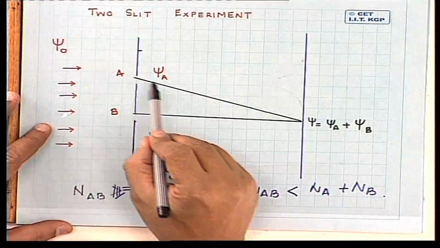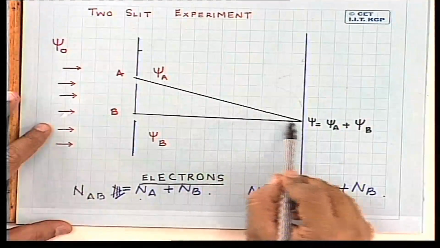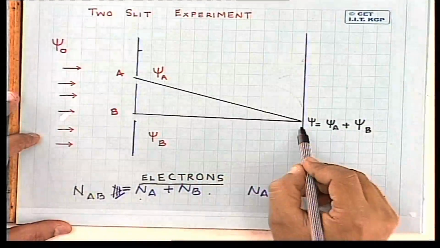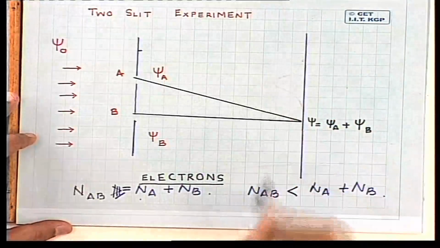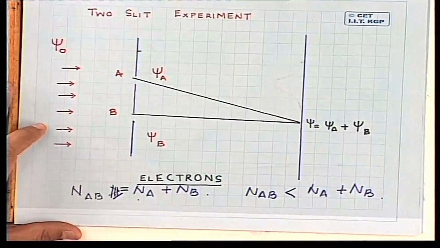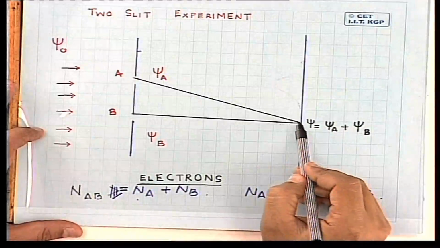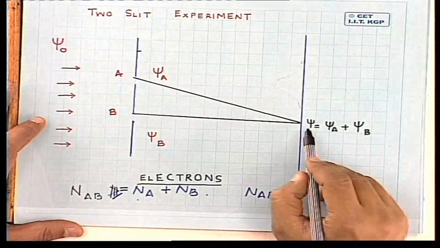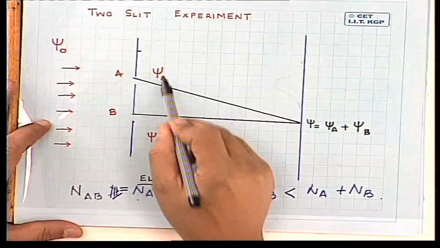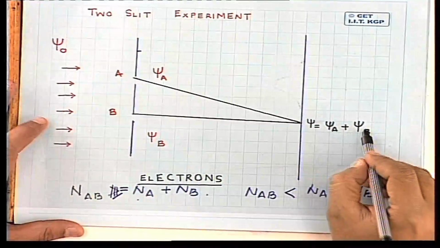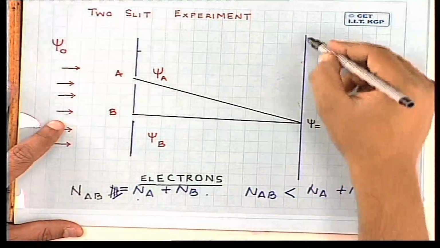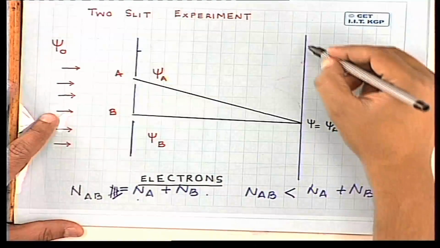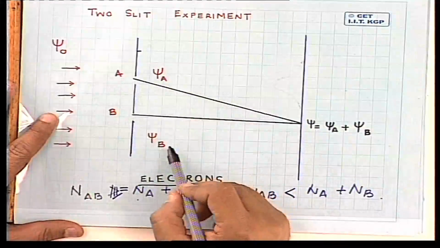These two waves propagate individually, and they have to propagate through different paths to reach any given point on the screen over here. As a consequence, they pick up different phases when they arrive on the screen over here. The resulting wave over here is the superposition of these two secondary waves, psi A plus psi B. So what we have is that the wave representing the electron is the superposition of these two waves over here.